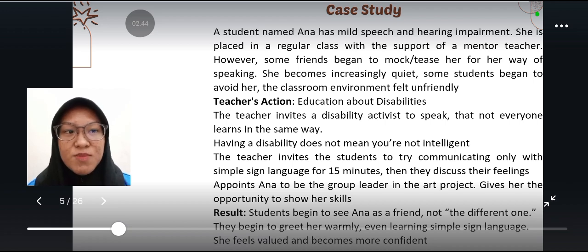The result: students begin to see Anna as a friend, not a different one. They begin to greet her warmly. Even learning simple sign language, she felt valued and became more confident.